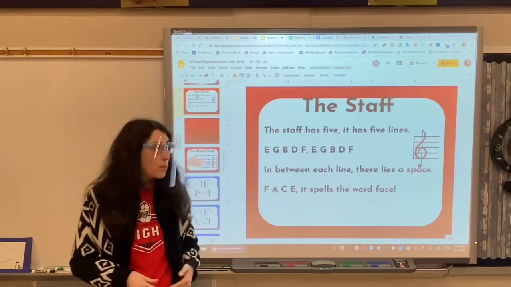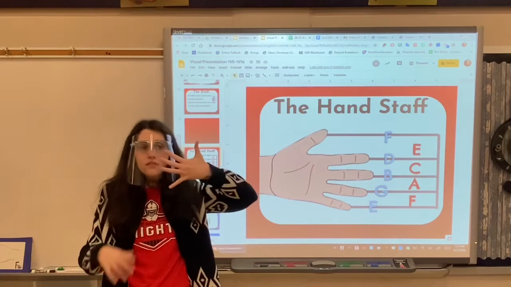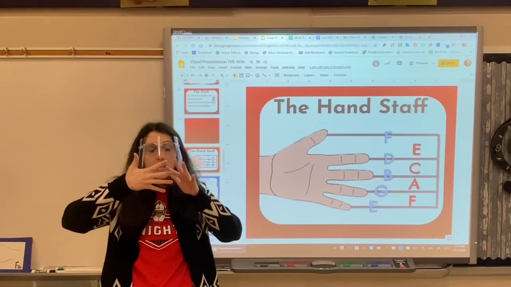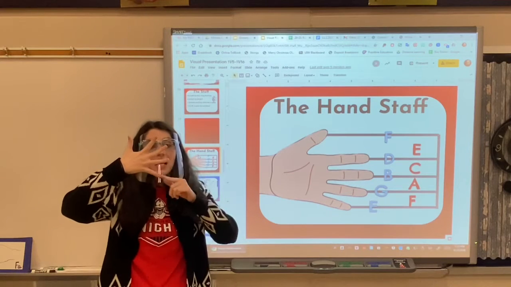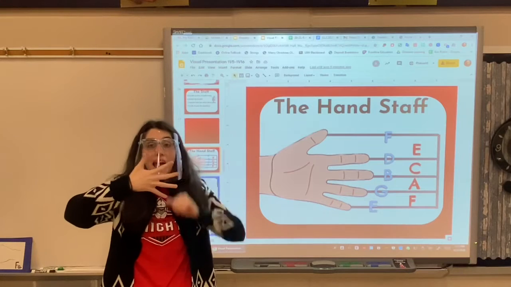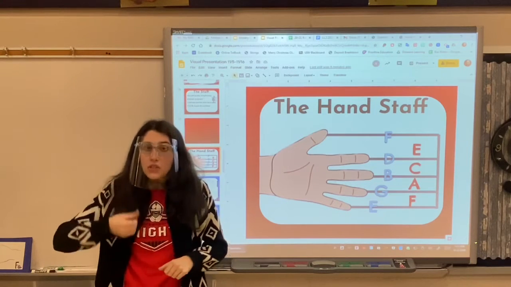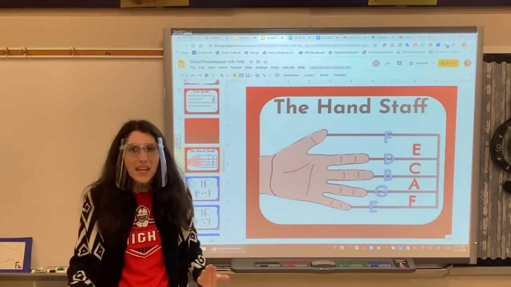So another tool we can use is our hand staff. We have 5 fingers. So that gives us 5 different lines we can learn. And in between, we have our spaces. So we have E, G, B, D, and F, and F, A, C, and E. So here is another tool we can use to help us memorize our lines and spaces.